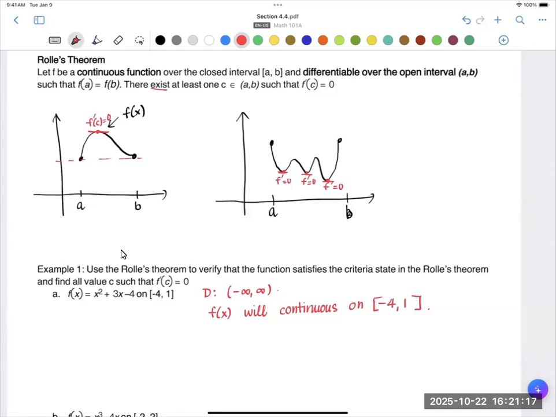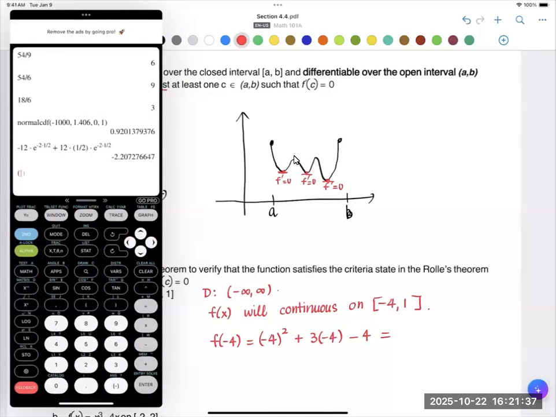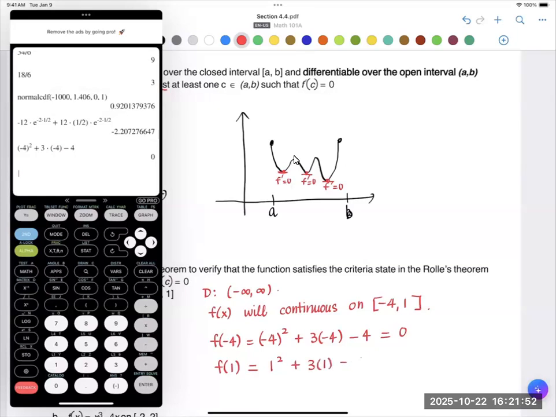Now we're going to check the output. If I find what f of -4 is and what f of 1 is, do they equal each other? So let's try that. f of -4 is (-4) squared plus 3 times -4 minus 4. Now let's put that in the calculator or do mental math, whatever you want. Then we have 16 minus 12 minus 4, so this is 0. Now we're going to check f of 1. f of 1 is going to be 1 squared plus 3 times 1 minus 4.